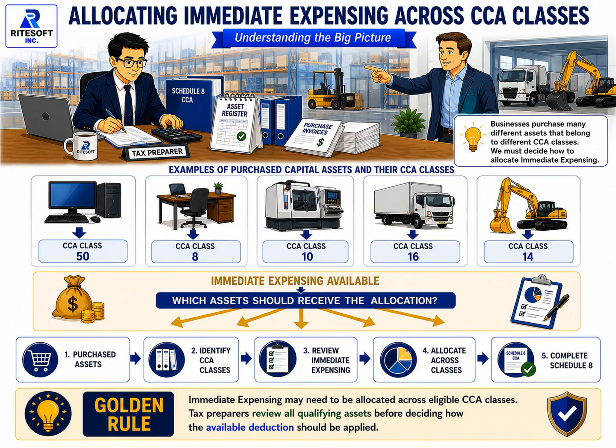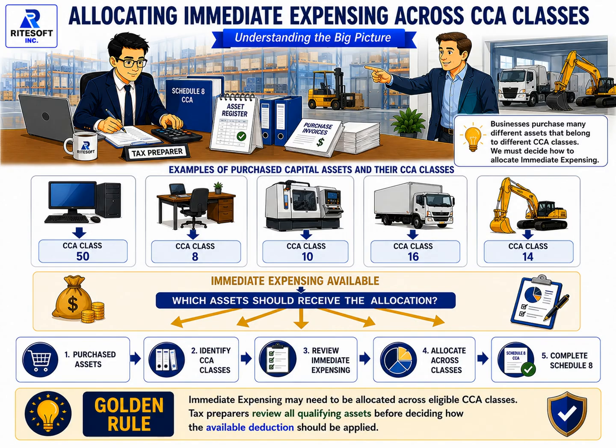Only after the assets have been classified does the tax preparer review which assets qualify for immediate expensing under the applicable tax rules. At this point, the key question becomes, how should the available immediate expensing deduction be allocated across the eligible CCA classes? Rather than thinking about one asset at a time, professional tax preparers look at the corporation's complete list of qualifying assets before deciding how the available deduction should be applied.